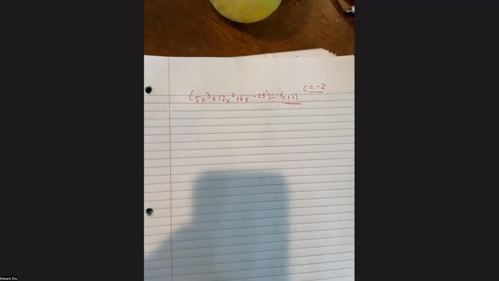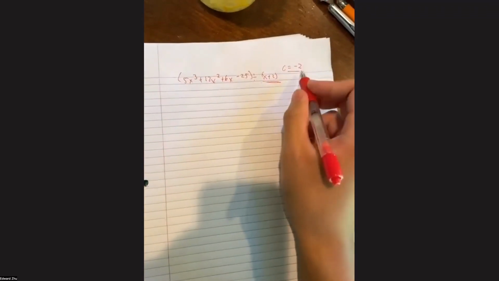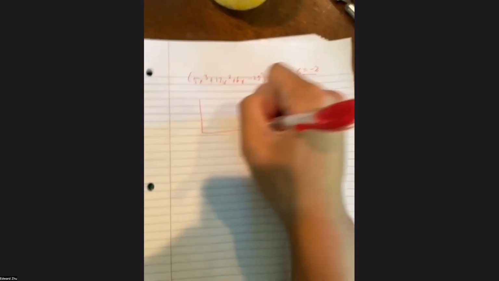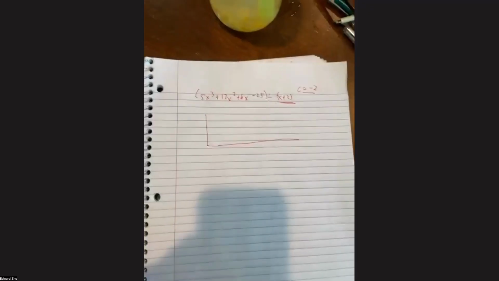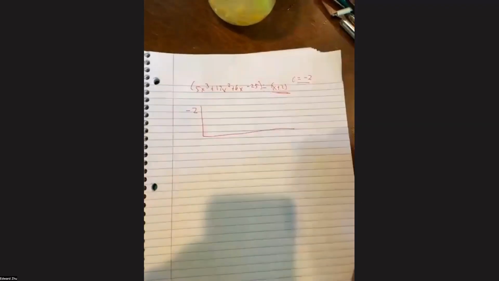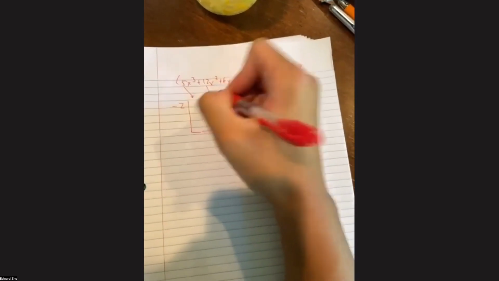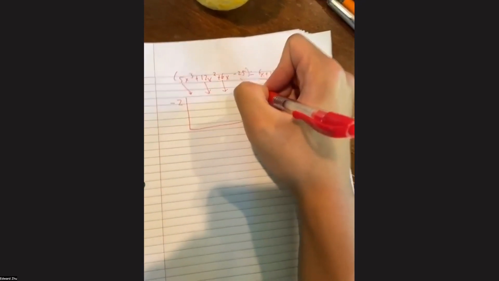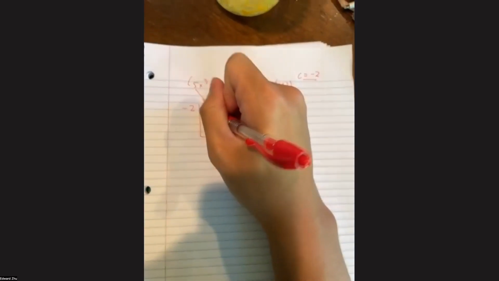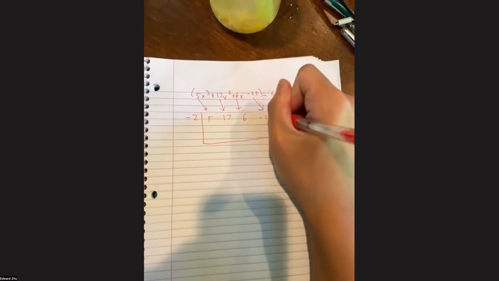So what you want to do is first set it up like this. You put whatever c is, right? So you draw this little L-shaped box, and then you put whatever c is outside of the box right here, -2. Then you take the numbers in front of all of the variables, and put them into the top of the box. So first we would have 5. We would have 17, 6, and -25.